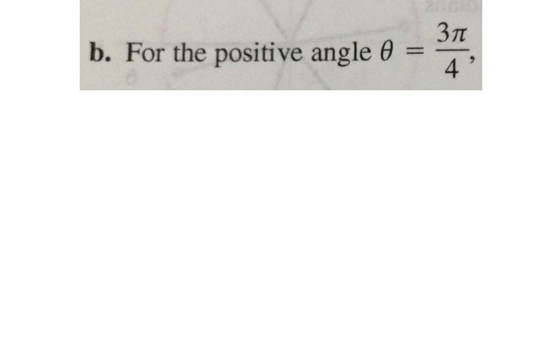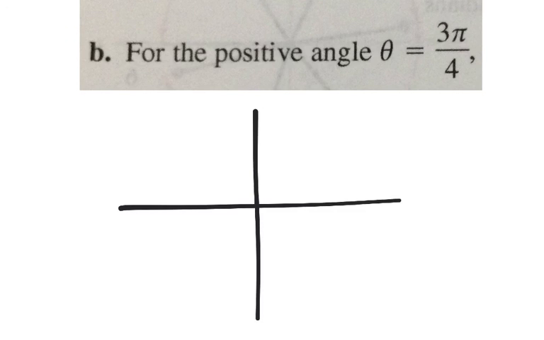Okay, the next one tells me to draw 3 pi over 4 in the correct quadrant and then find a coterminal angle. So again, this is my initial side. So what do you guys think about 3 pi over 4? Second quadrant? How do you know it's in the second quadrant? Because it's greater than 90 degrees and less than 180. Okay, it's greater than pi over 2, but it's less than pi. That's 3 pi over 4.